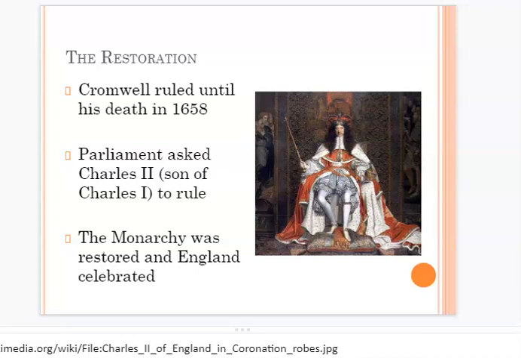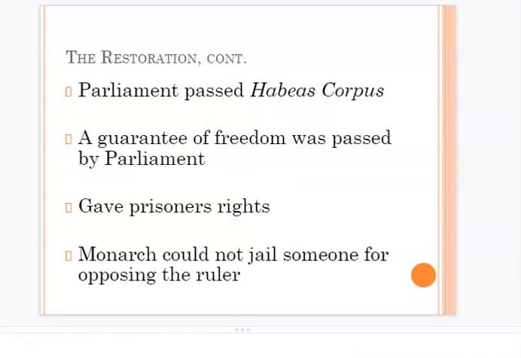So you went from the English Civil War, Charles executed, to Cromwell being a military dictator, to Charles II coming back. When he returns, he has to agree to obey the petition of right. Also, he has to agree to habeas corpus, and we even have that in our Constitution. Habeas corpus is the idea that if you are arrested for a crime, you are to be brought before a judge. That judge is to determine if there is enough evidence to go forward with the trial. And habeas corpus was passed by Parliament. Prisoners were given rights, and the monarch could not put someone in jail for opposing him.